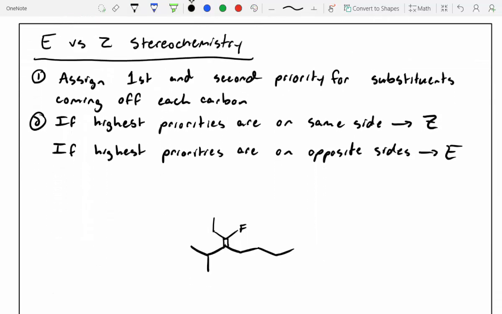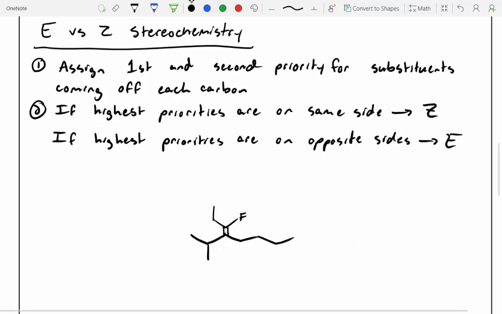The new naming system we use is to identify our alkene as E or Z. Cis or trans is just relative stereochemistry. E and Z is absolute stereochemistry, similar to R and S in stereocenters. First thing you need to do is assign the first and second priority for each of the substituents coming off of each carbon. So let's break this down.